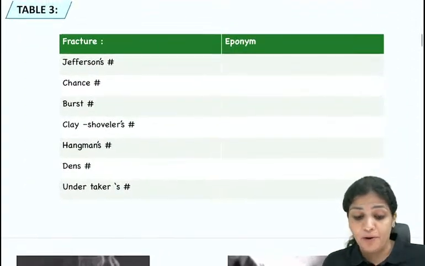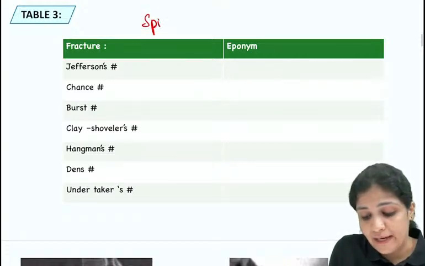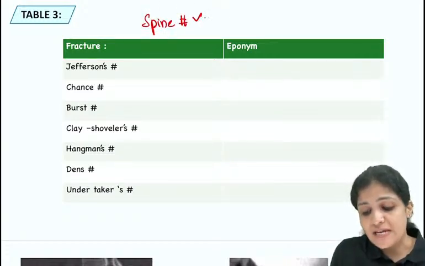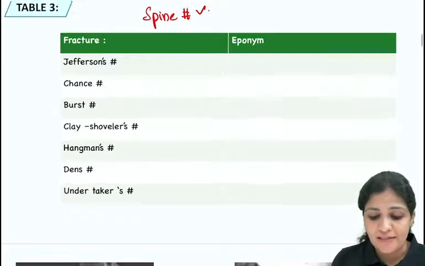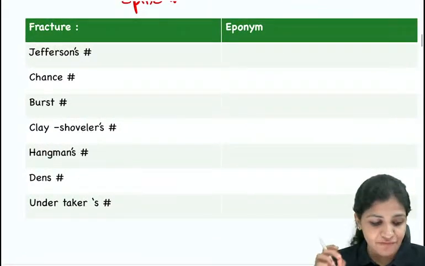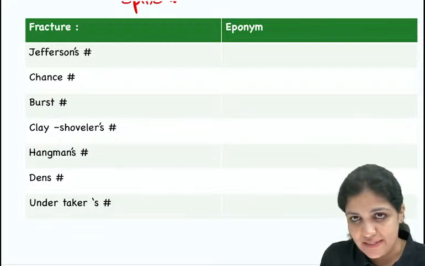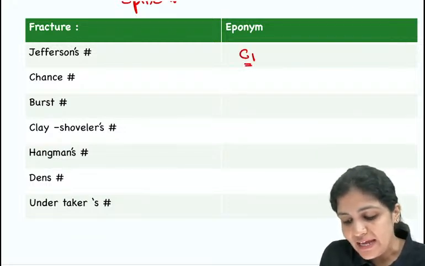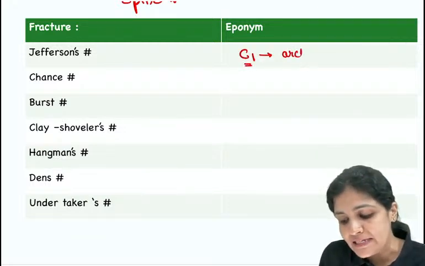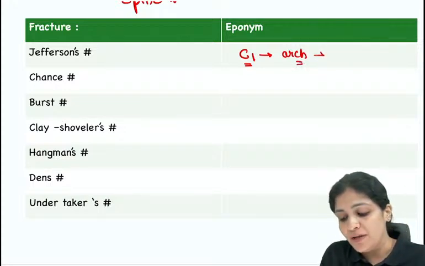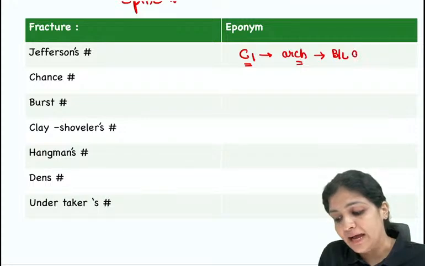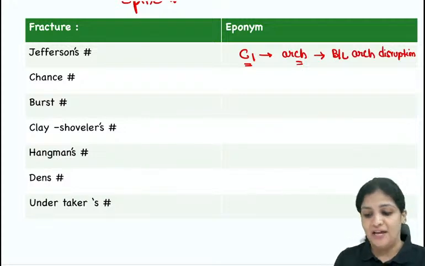Now coming to the very important spine fracture. So these are all again the spine fractures. So starting with the spine fracture, let us start with Jefferson's fracture. So what is Jefferson's fracture? Jefferson's, F for first. So first is C1. If you remember, this is an arch-like structure, right? Whenever there is a bilateral arch disruption, so that is called your Jefferson's fracture.